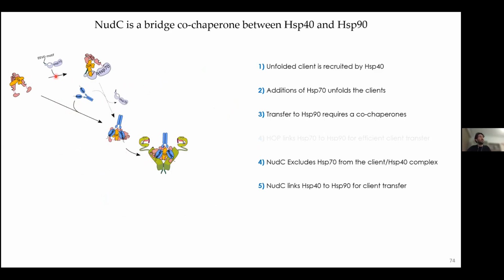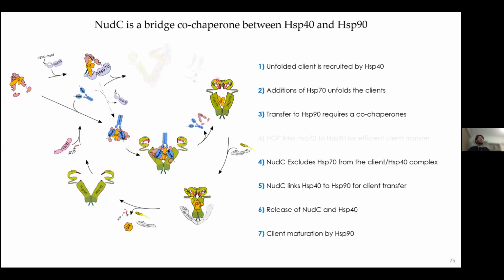And what we could further show is that this Nazi protein is capable of displacing Hsp70 from the client complex and bringing this Hsp40 client complex to Hsp90. And once this is loaded onto Hsp90, the client can be brought back, through the change of conformation of Hsp90, to its mature conformation. So what we really showed with our analysis of Nazi is an alternative pathway of loading the client onto Hsp90 that does not involve the co-chaperone Hop.